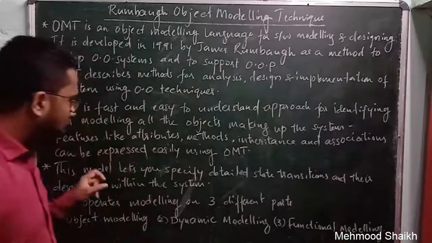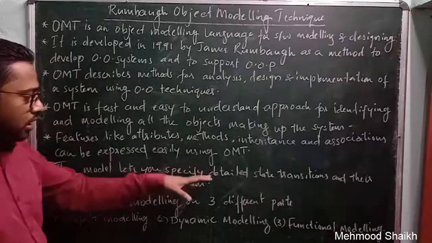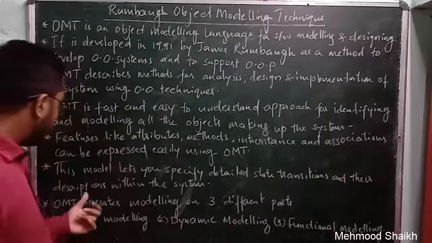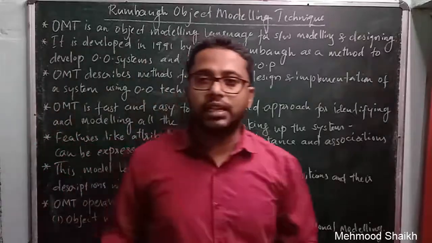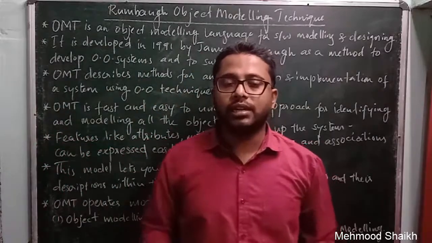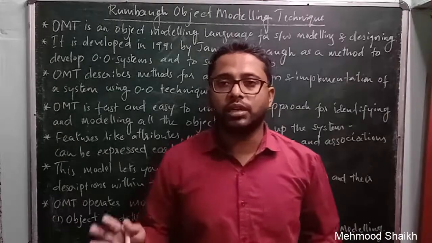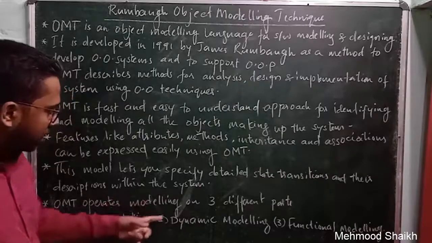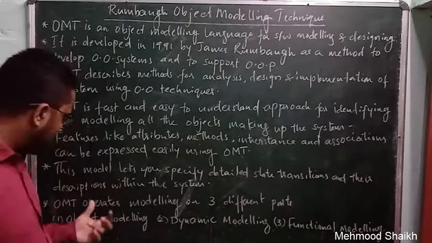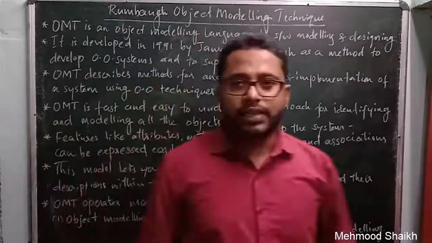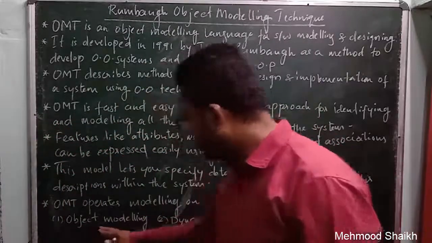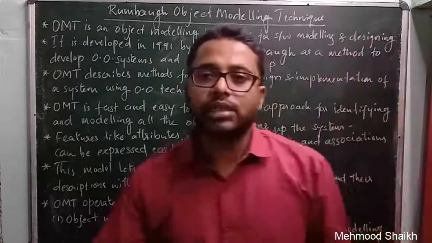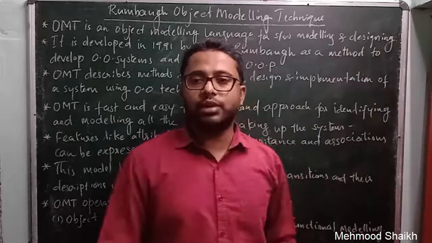So this object modeling technique will help us to make detailed state transitions and their descriptions within the system. Yes, we can easily make the state transition diagrams and get the description about the system. Now the next point is that object modeling technique operates modeling on three different parts. Those three parts are, first, object modeling, second, dynamic modeling, and third, functional modeling. We will see each of these modelings.